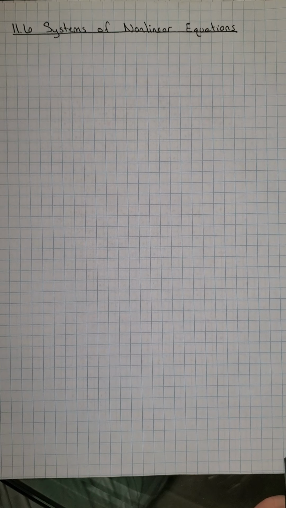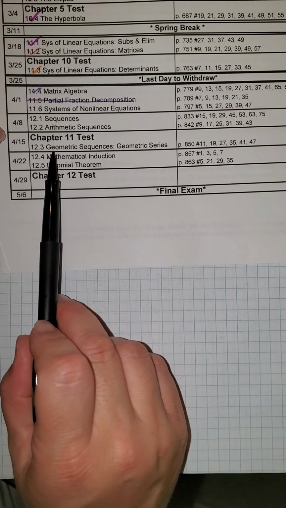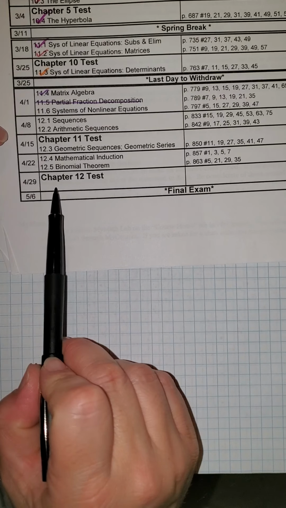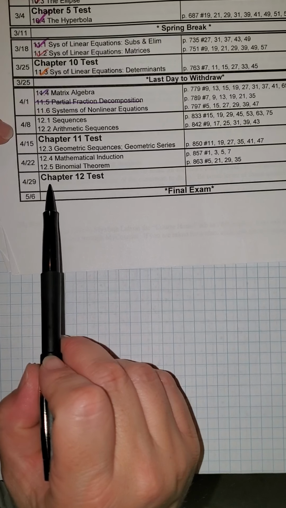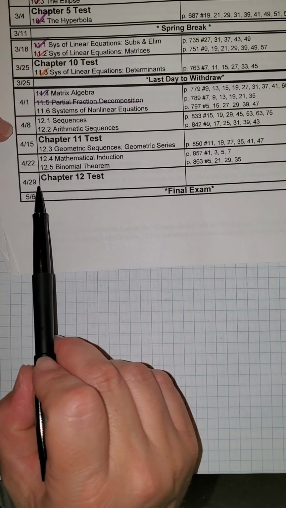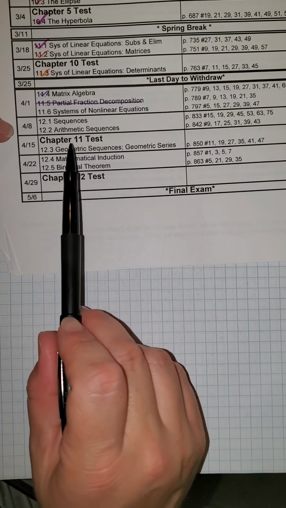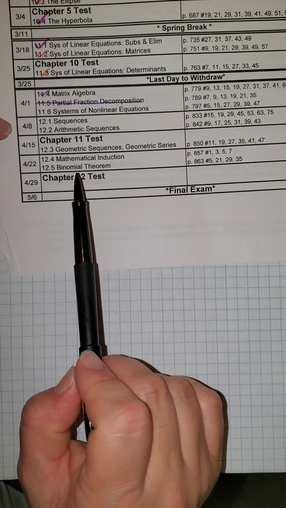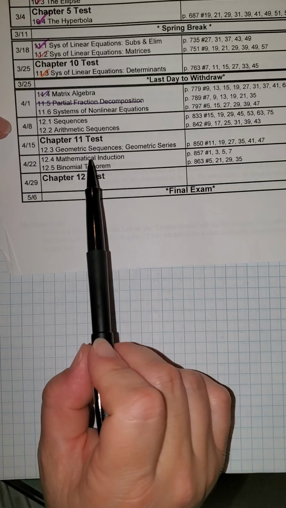I do still plan on doing the tests in the order that we were originally planning when we were in class. We're going to do the chapter 11 test on the 15th, and we should be able to get prepared and do this chapter 12 test on the 29th. This stuff is not too bad, honestly. Arithmetic sequences and geometric sequences are pretty quick.